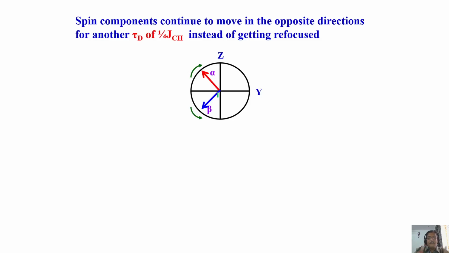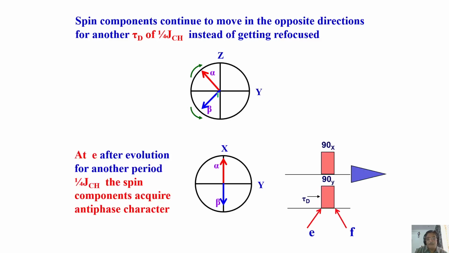What does it mean? Alpha and beta spin components varied means fast and slow moving components you interchanged. So instead of going in the direction like this, they start moving in the opposite direction. The fast component becomes slow and the slow component becomes faster now. Okay, now let them continue to evolve like that for some time. After some time, you see that after another 1 by 4J, if you allow it to evolve, which was here and here, they come exactly opposite.